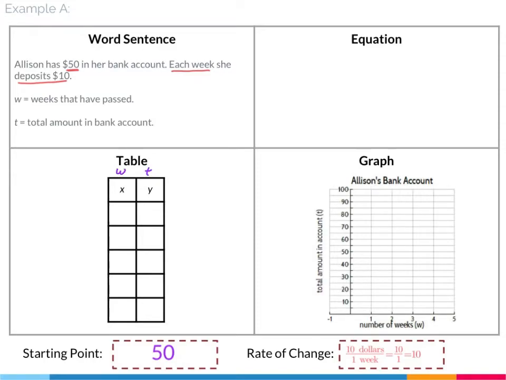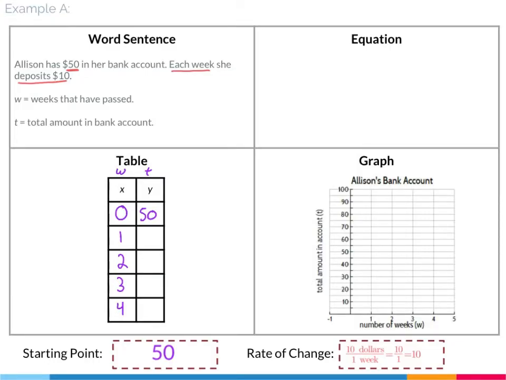So now that we've got that, we got to go back to our starting point so we can start our table. And our starting point is 50. Now, is 50 the number of the weeks, or is it the total amount? And it's the total amount, so it's going to go in the total. How many weeks have passed? Well, no weeks have passed yet, so now that's going to be a 0. So knowing this, we can fill in some more information in our table because we're going to have 1 week pass, then 2 weeks are going to pass, then 3 weeks are going to pass, and 4 weeks are going to pass. And while that's happening, our rate of change is that we're going to add $10 every 1 week.